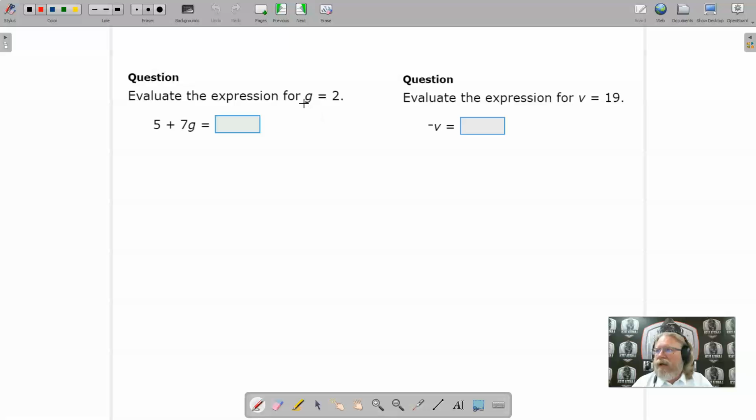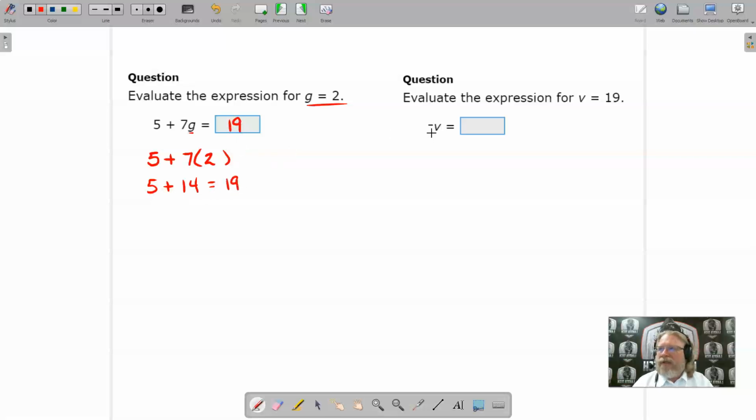On the next one, g is equal to 2, so let's rewrite this. 5 plus 7 times g. And I'm just going to put in parentheses whatever g is. In this case, it's 2. So we know through order of operations that we must multiply before we can do addition or subtraction. So we're going to leave the 5 plus alone. We're just going to do the 7 times 2, and that's going to be 14. And now we can go ahead and add 5 plus 14 is 19. So our answer is 19.